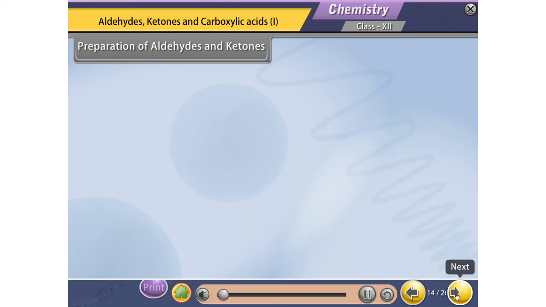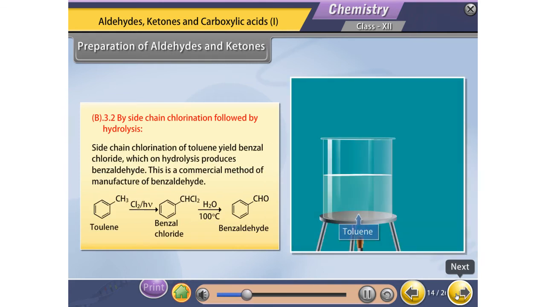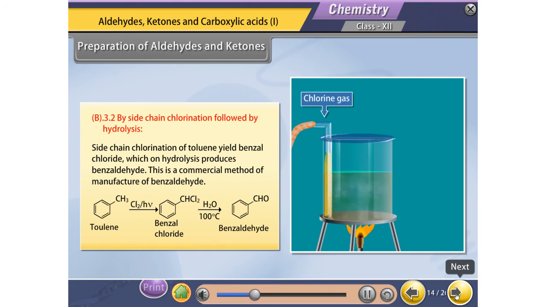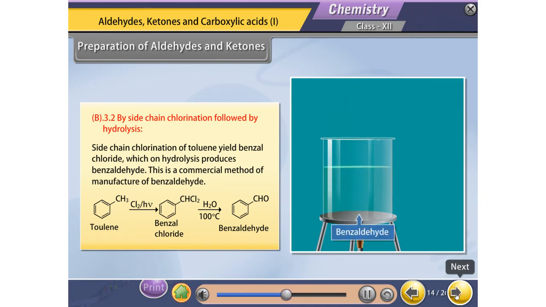Preparation of aldehydes and ketones by side chain chlorination followed by hydrolysis. Side chain chlorination of toluene yields benzal chloride, which on hydrolysis produces benzaldehyde. This is a commercial method of manufacture of benzaldehyde.